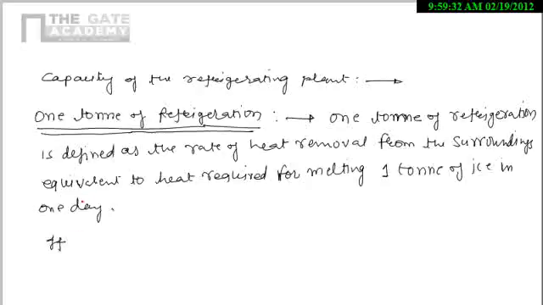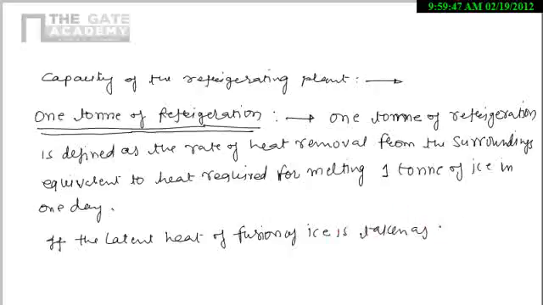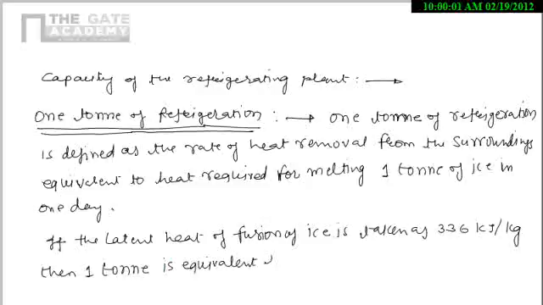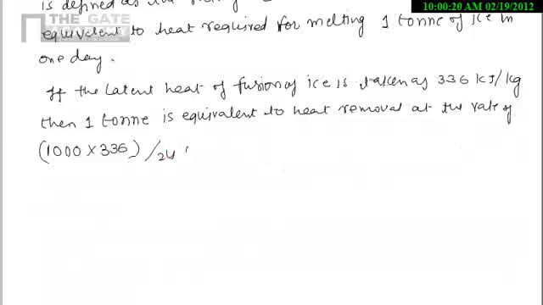If the latent heat of fusion of ice is taken as 336 kilojoule per kg, then 1 ton is equivalent to heat removal at the rate of 1000 into 336 by 24, or 14,000 kilojoule per hour.